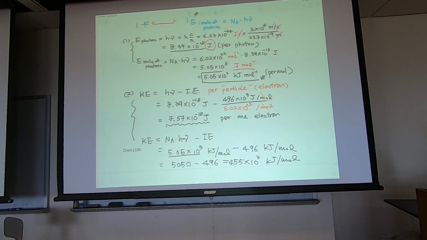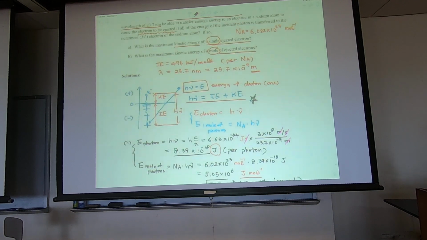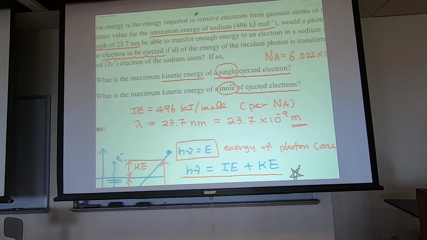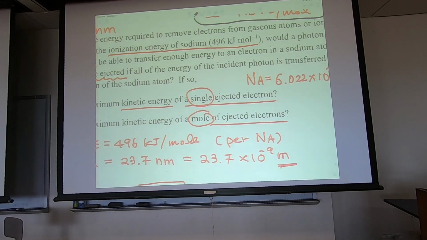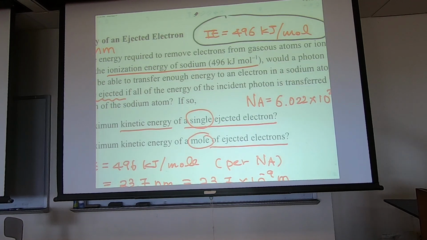So let me recap this, and then we can move on to the next problem. Right? So look at that. The question is, what is the kinetic energy for a single ejected electron versus moles of electrons? And the tricky part is that your answer for ionization was given on a per mole basis, and you have to flip-flop between per mole basis and per particle basis. Any questions? Got this one done?